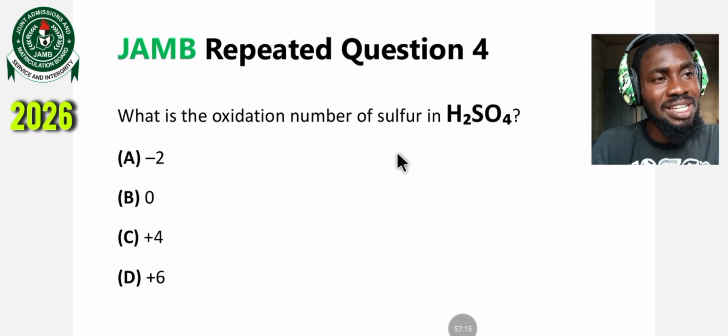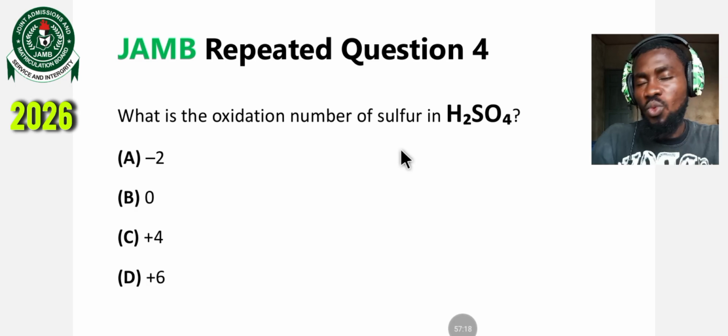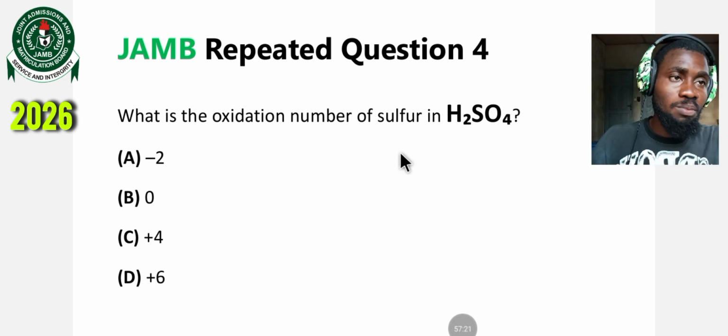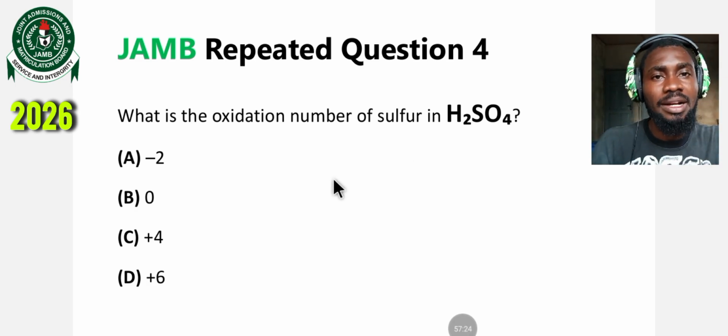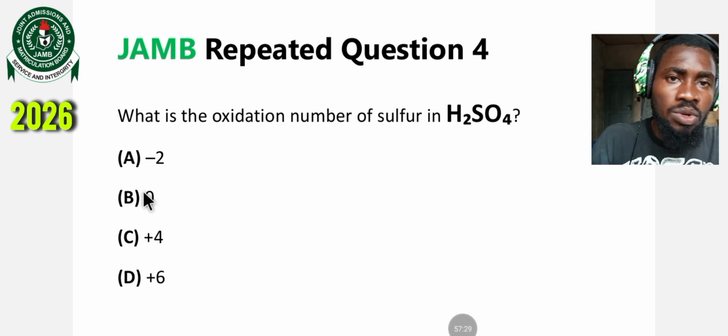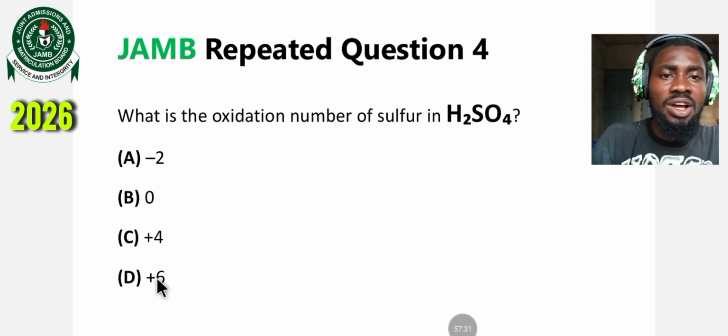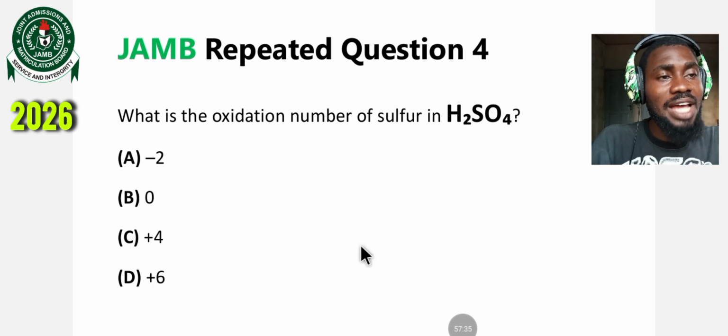JAMB can ask you the question in various ways, but what's important is learning how to calculate oxidation number, which is very easy. It's a free mark, it's a bonus mark. So learn this and get your free mark. Among the options, A is -2, B is 0, C is +4, D is +6.